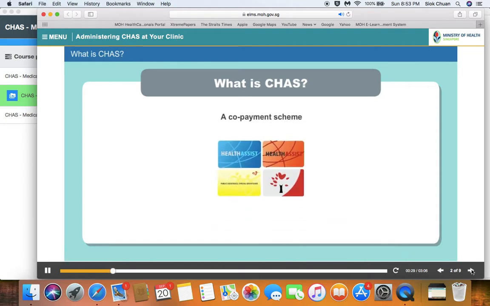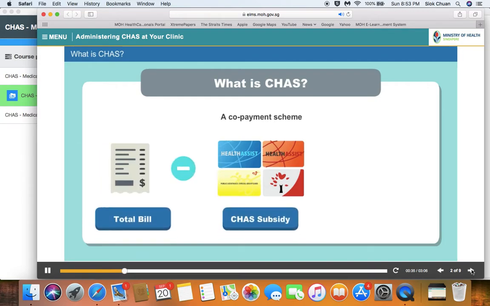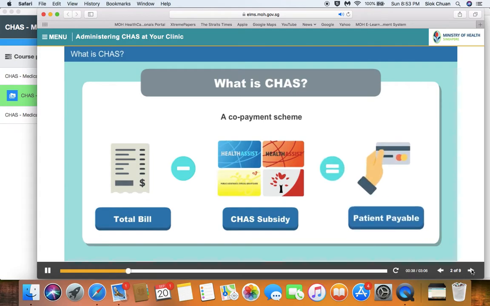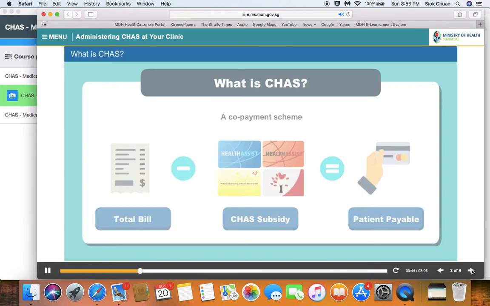CHAS is a co-payment scheme. During the patient's visit, a CHAS subsidy amount should be deducted from the patient's total bill and the remaining amount to be paid by the patient. The CHAS clinic would subsequently claim back this CHAS subsidy amount.